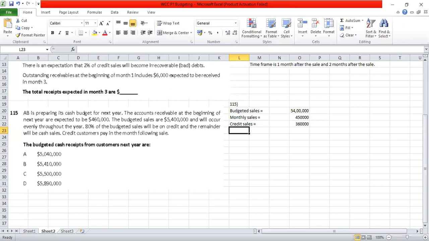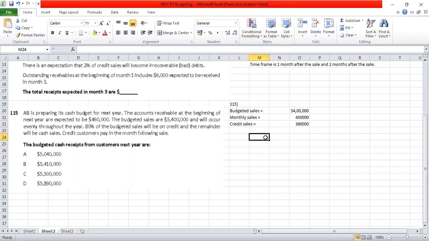The accounts receivable at the beginning of the next year is expected to be 460. So 460 will be received in the next year. Evenly every month it would be the same amount of sales, and every month 20% will be received and 80% will be received in the next month.